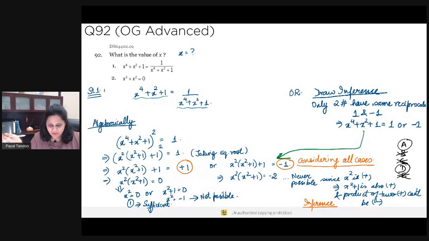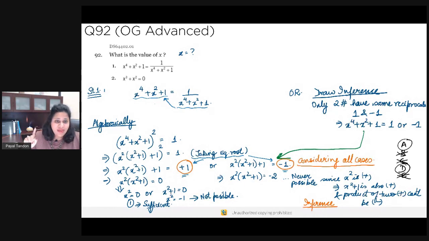1 and -1, which means that x to the power 4 plus x to the power 2 plus 1 is equal to 1 or -1. You can arrive at this either by drawing this inference, or you can do it algebraically as well. That is, you bring this over here, square equals 1, then you do all the processing over here. When you take the square root, it's very important that you take both the signs, +1 and -1. So again, you need to consider all the cases.